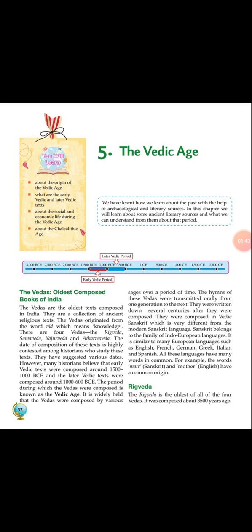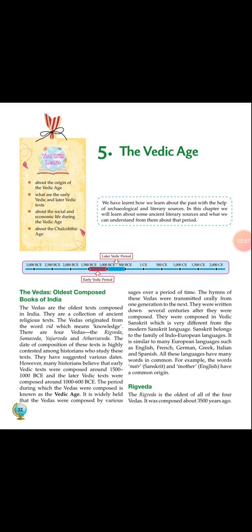This chapter deals with the composition of the Vedas and the demarcation of the Vedic age into early and later Vedic age. It outlines the characteristics of the early Vedic society, and the economic and political structure. All these facts you will learn from the chapter.